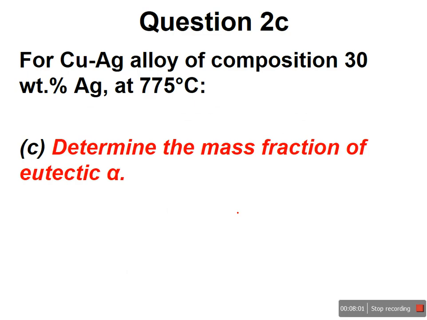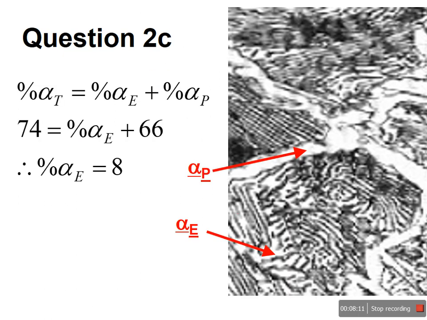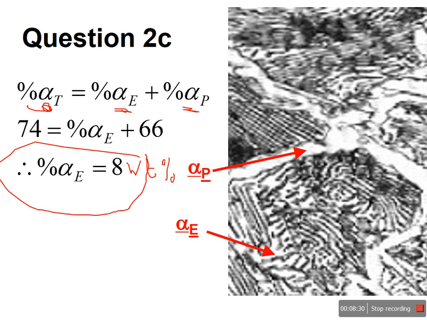So when we get to the third part of this question, determine the mass fraction of eutectic alpha, it should be just a question of doing a simple calculation. So total alpha is the sum of eutectic alpha and also the primary alpha. Do a little bit of mathematics and the percentage of eutectic alpha comes out about 8 weight% of silver.